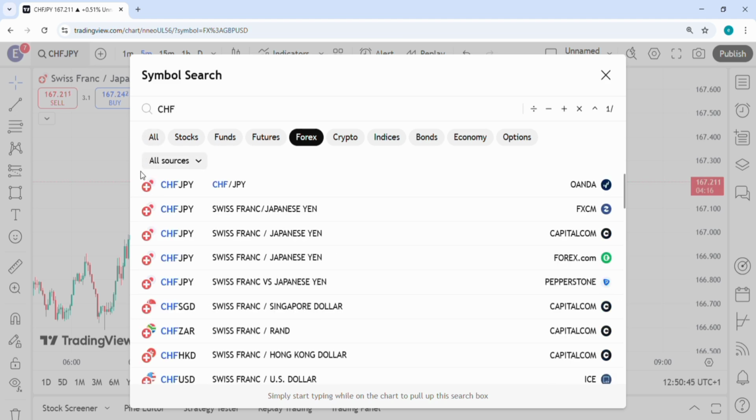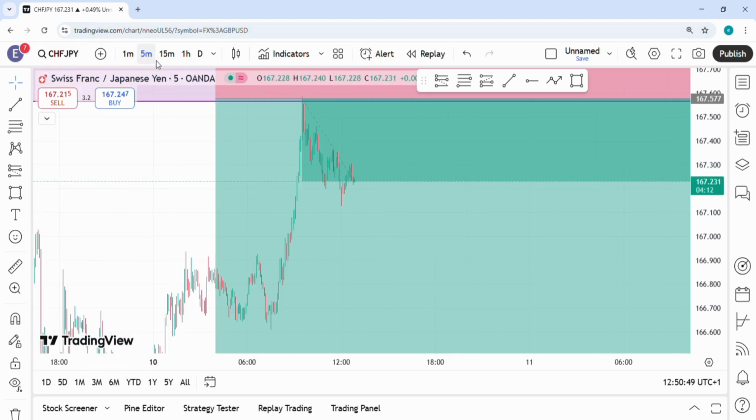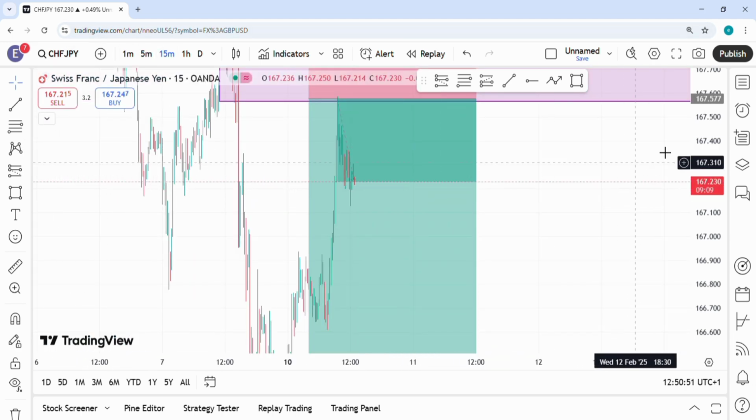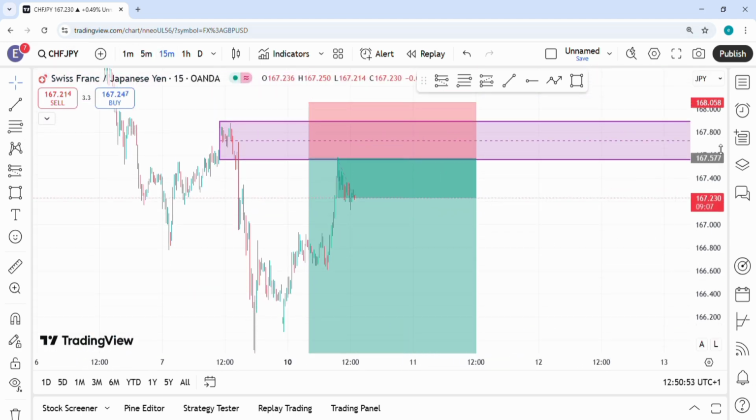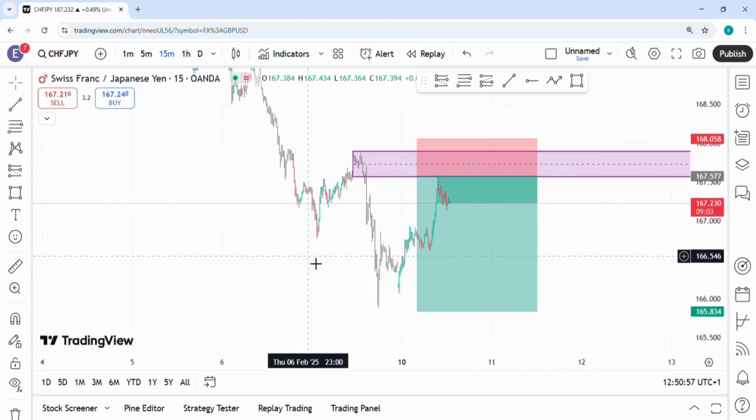Look at the trade here. This is a 15-minute time frame entry, and price is already going to the downside. We are risking 46 pips. This is a swing trade. We are risking enough just to get 174 pips.